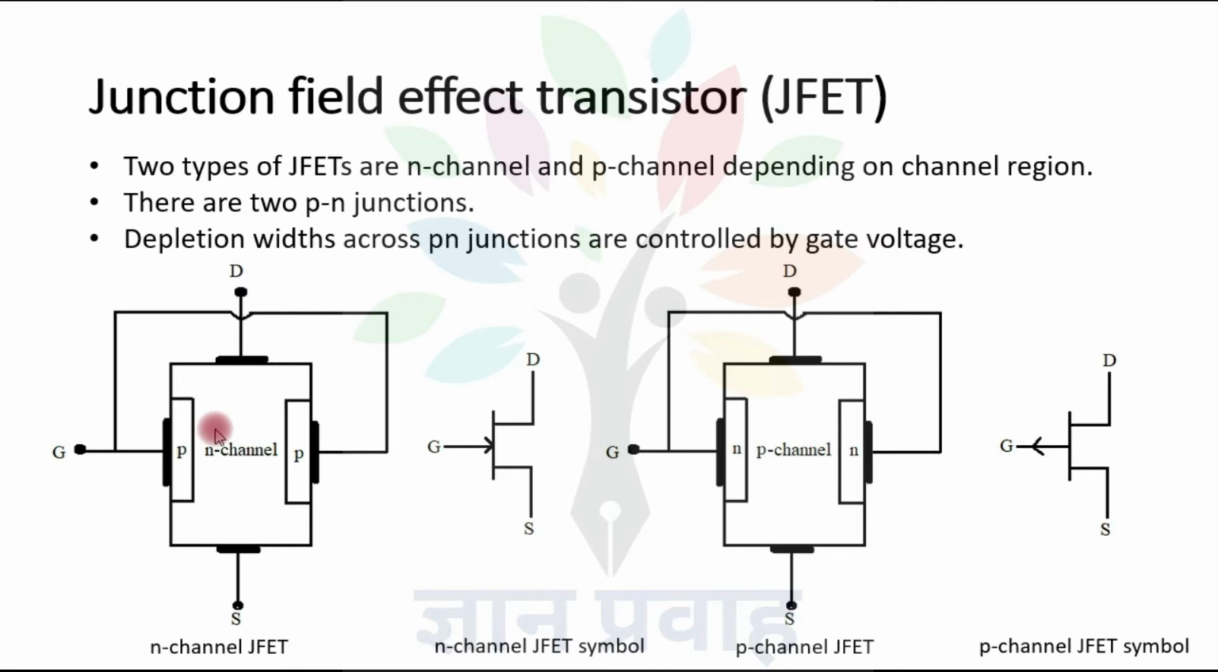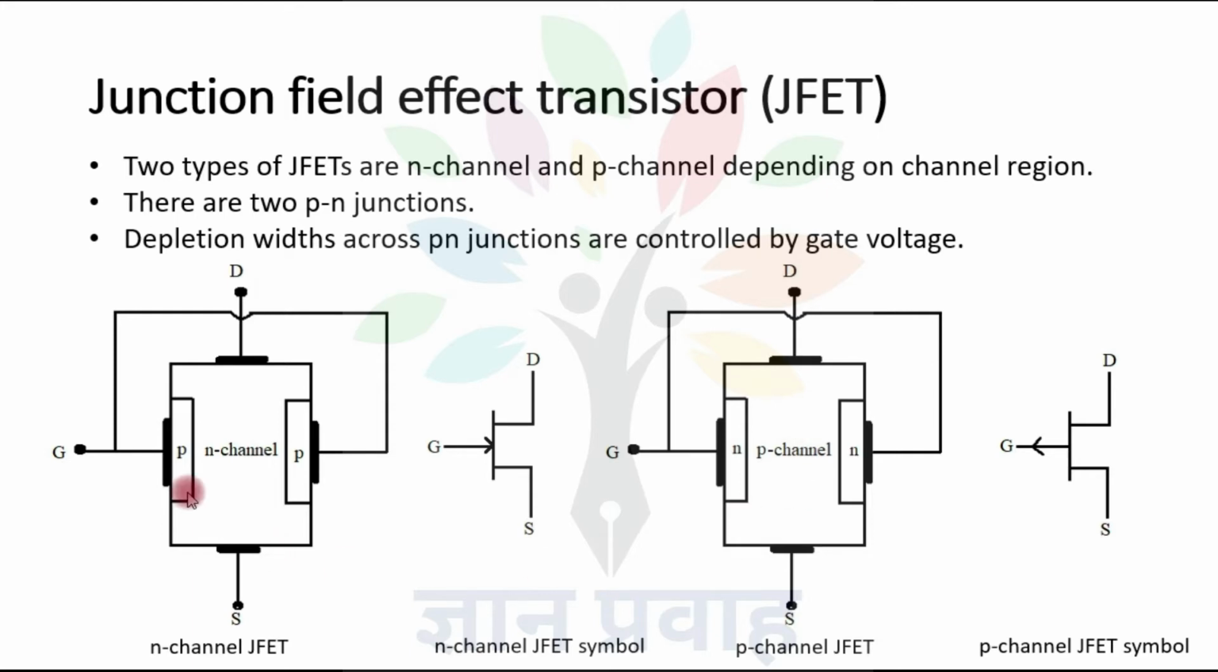Junction field effect transistor or JFET. It is called junction field effect transistor because here junctions are formed between the gate terminal and substrate regions. So depending on the substrate material, there are two types of JFETs. One is N-channel JFET, second one is P-channel JFET. In case of N-channel JFET, the substrate material is N-type material, while in case of P-channel JFET, the substrate material is P-type material.